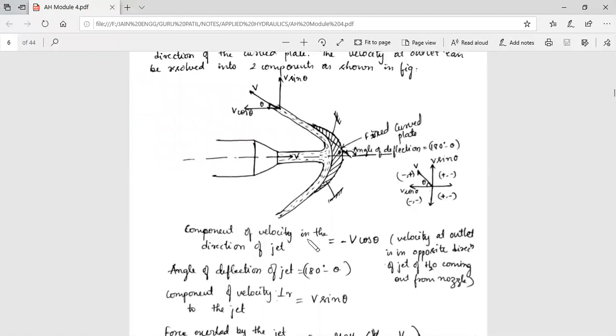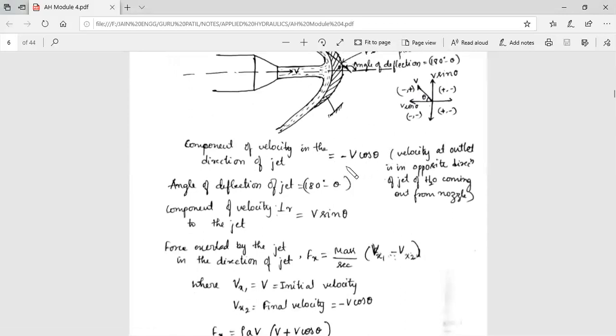Component of velocity in the direction of the jet. So here it is moving in the direction of the jet. If I want to take the horizontal component, it will become V cos theta. But it is not only V cos theta. We need to consider the sign convention. So here you can see the sign convention: the x axis will be negative and the y axis will be positive. It is clearly written here. So if we take that component, it will be minus V cos theta. The angle of deflection, I told you, is 180 minus theta. So the perpendicular component is V sin theta. This is the horizontal and this is the vertical component.